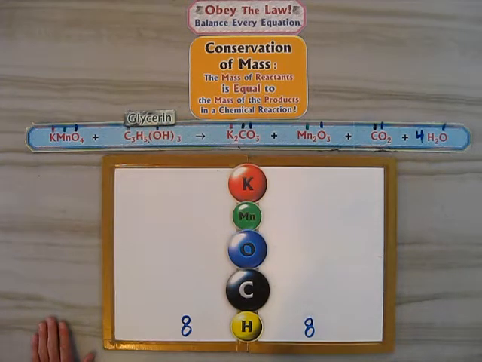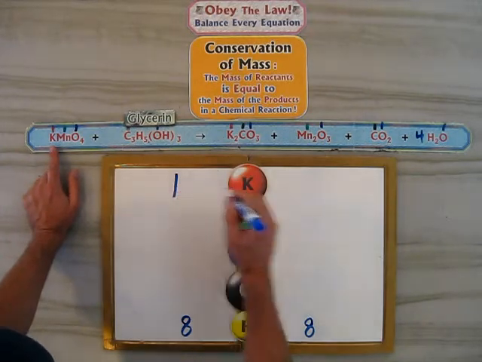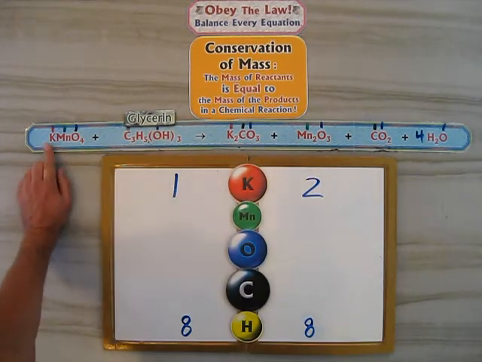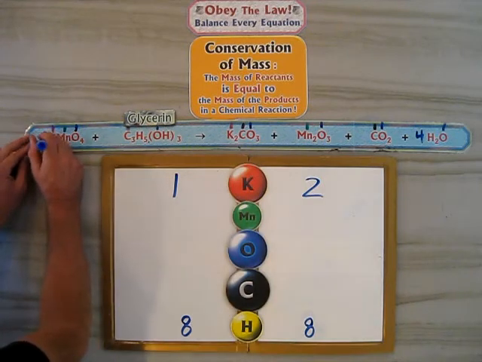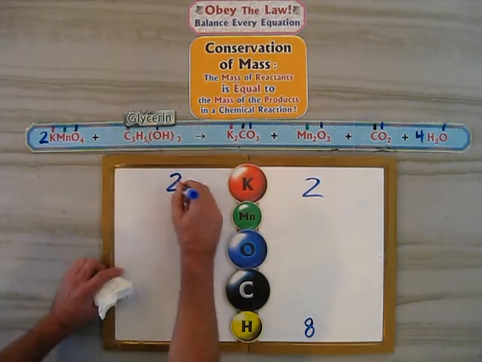Now let's deal with the potassium. Potassium, there's 1 on this side, and there's 2 on this side. Okay, so how can I make this one 2? Well, just double it right there. 2 potassium on each side.